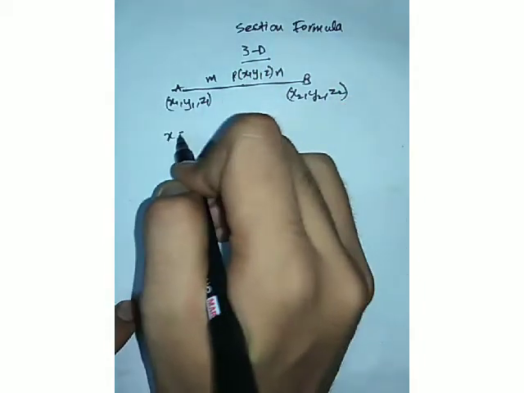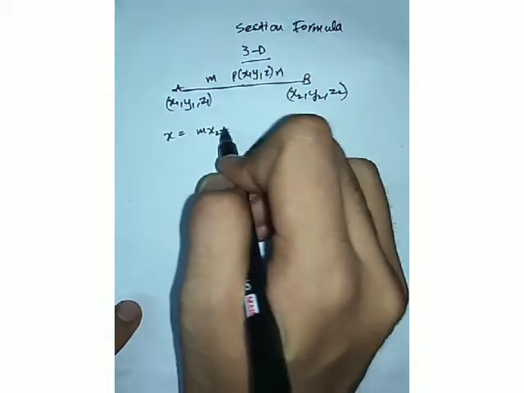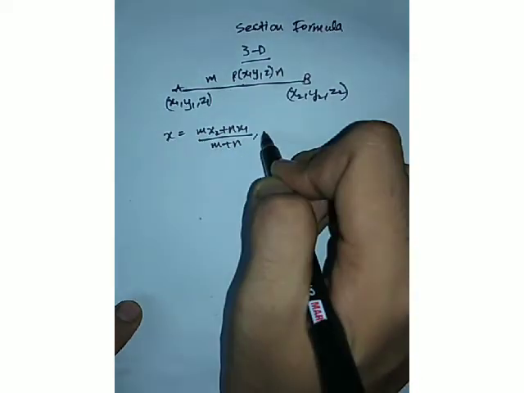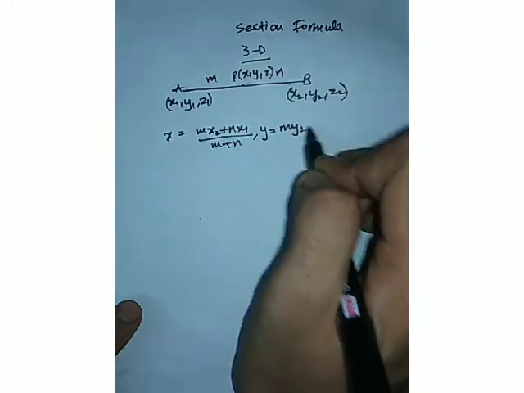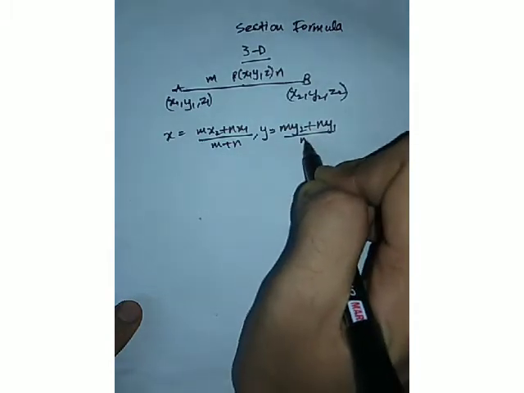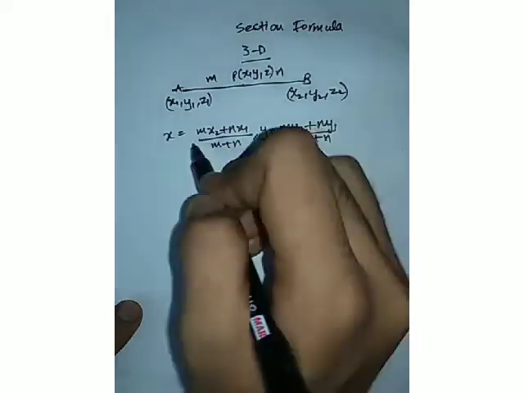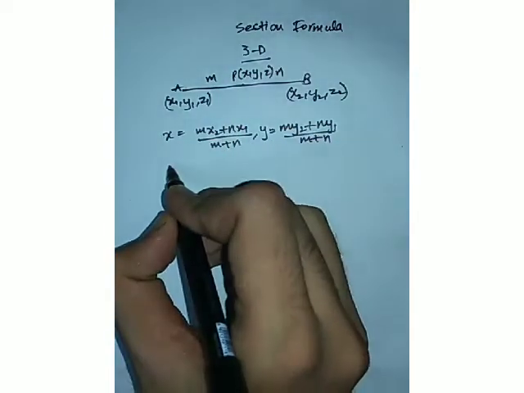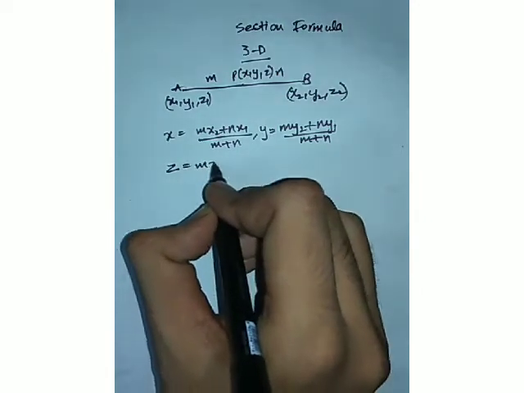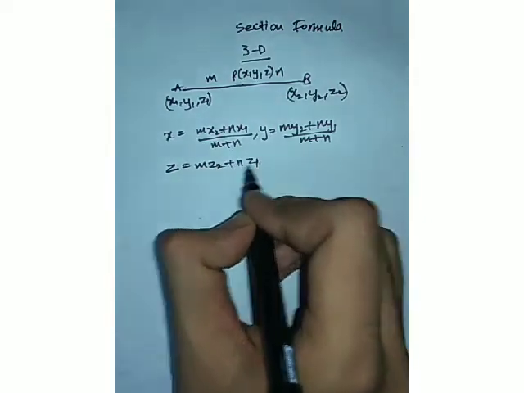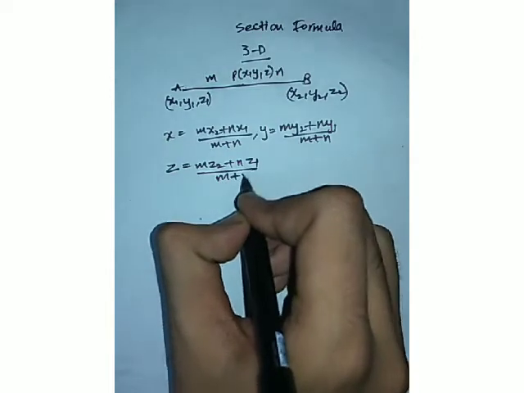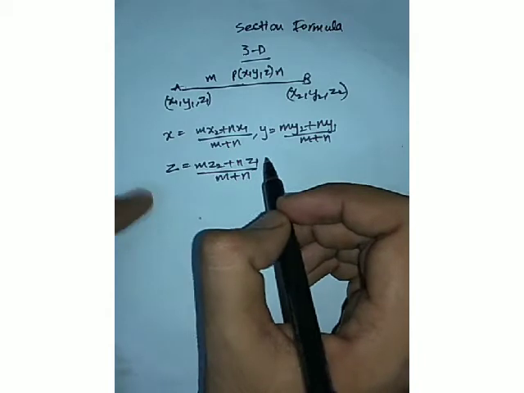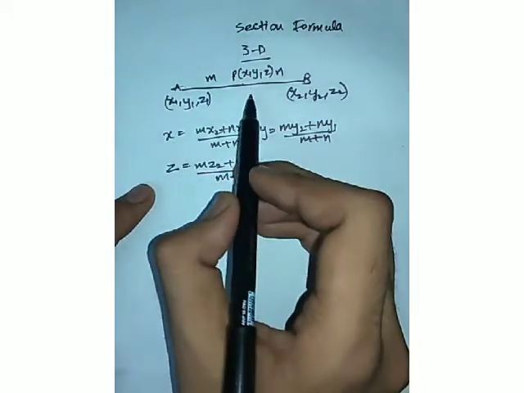Now x will be equal to (mx2 + nx1) upon (m + n). Y will be equal to (my2 + ny1) upon (m + n). Now we have done these two formulas, but now of course the third dimension is involved, so z will be equal to (mz2 + nz1) upon (m + n). So you will simply fill in the values of each and every variable, and then you can find the coordinates of the required point.